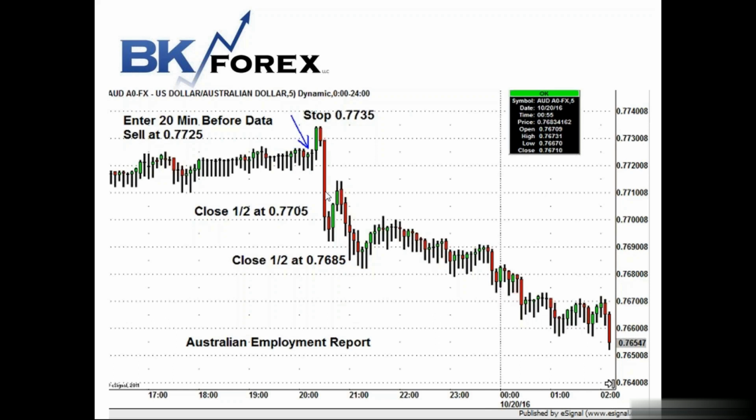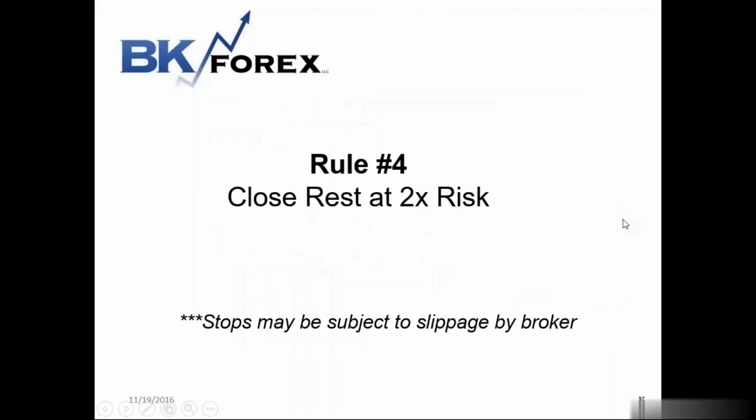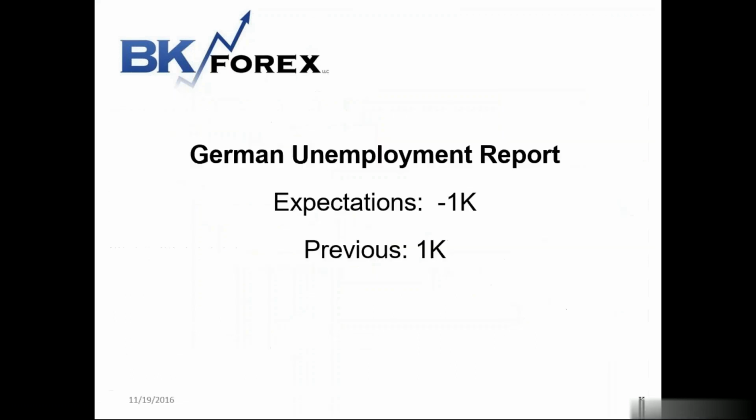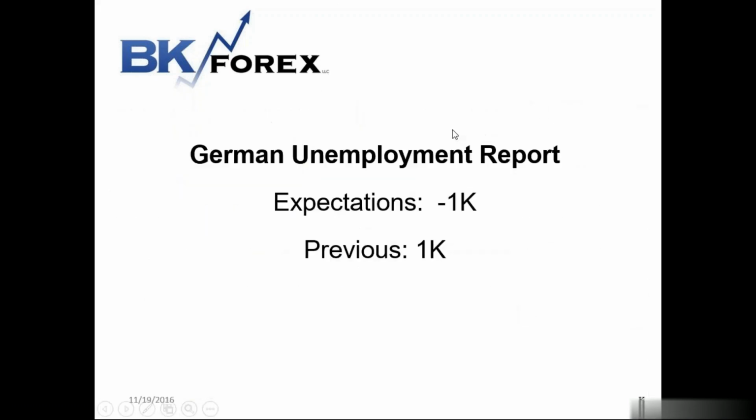Now, of course, if the data doesn't go your way, then obviously what you want to do is close the trade immediately. If there's any component that is relatively ambiguous, then you want to close the trade immediately. So after you move your stop to break even, you close the rest at 2 times risk. And I already walked you through how we would have closed the trade at 2 times risk. The screens I showed you were my Bloomberg screens.